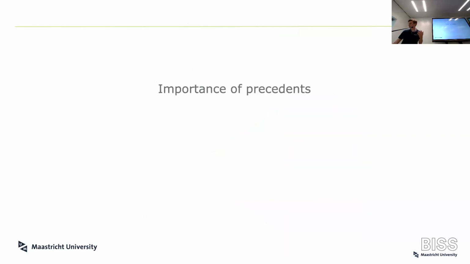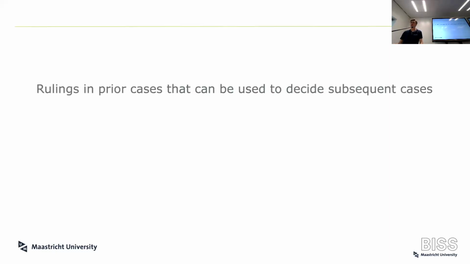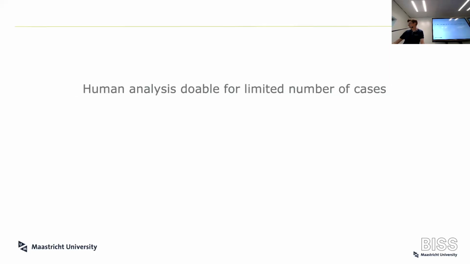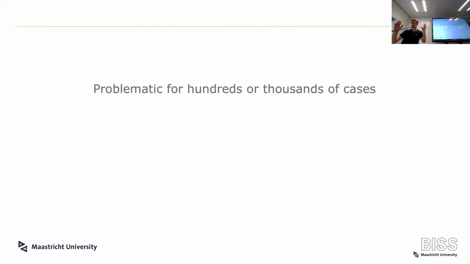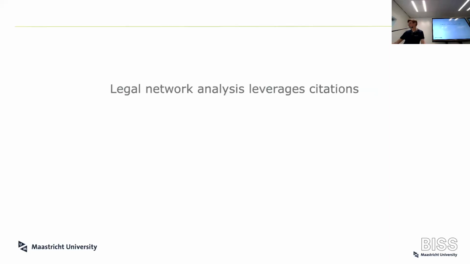But when we're talking about thousands of cases, it becomes a little bit more difficult. We call those precedents. Those are basically rules from prior cases that we use in subsequent cases in order to decide the facts at hand. And human analysis we can use for a limited number of cases. But if we're talking about hundreds or thousands or tens of thousands of cases, you cannot comprehend anymore how all those cases relate to one another and how the facts differ or coincide.